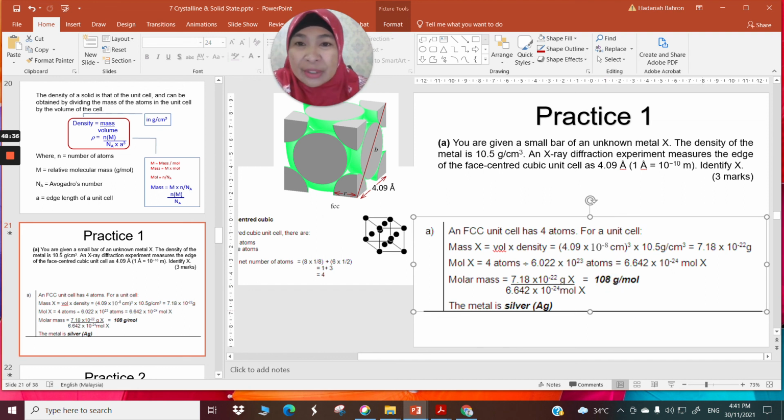Go to your periodic table. What metal has a molar mass of 108? Go to your periodic table. You're going to find that it is silver. Yes, it is silver. So that is how you can use information like this and manipulate it to determine the type of metal that you have. Is that all right? Are you okay?